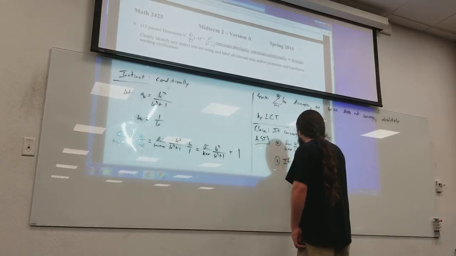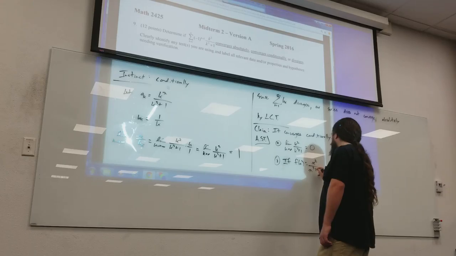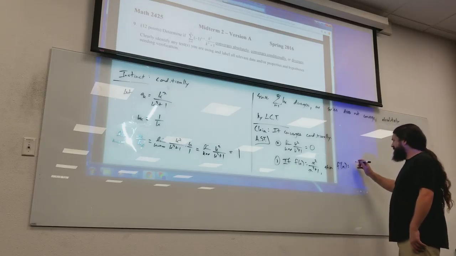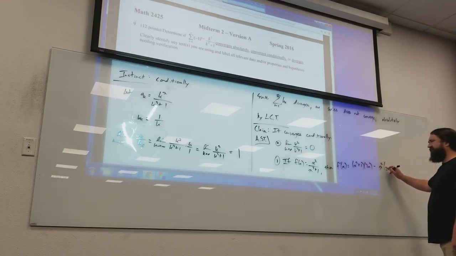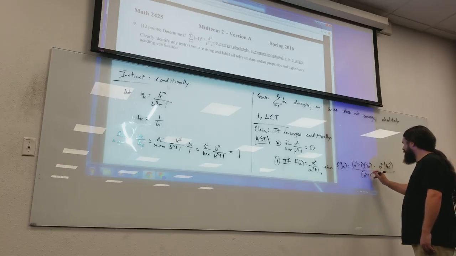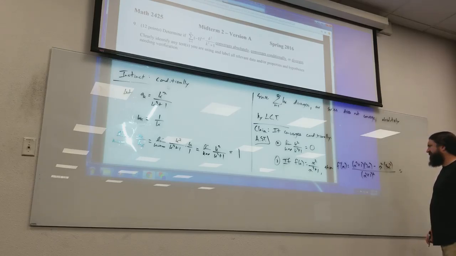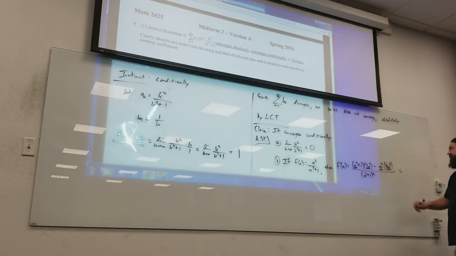So, if f of x is x squared over x cubed plus 1, then f prime of x is what? Bottom times the derivative of the top, minus the top times the derivative of the bottom, 3x squared, over the bottom squared. Okay, so let's do some simplifying. What's the dominant term? Yeah, I've got 2x to the 4th minus 3x to the 4th. So I've got negative x to the 4th plus 2x, and this is over (x cubed plus 1) squared.